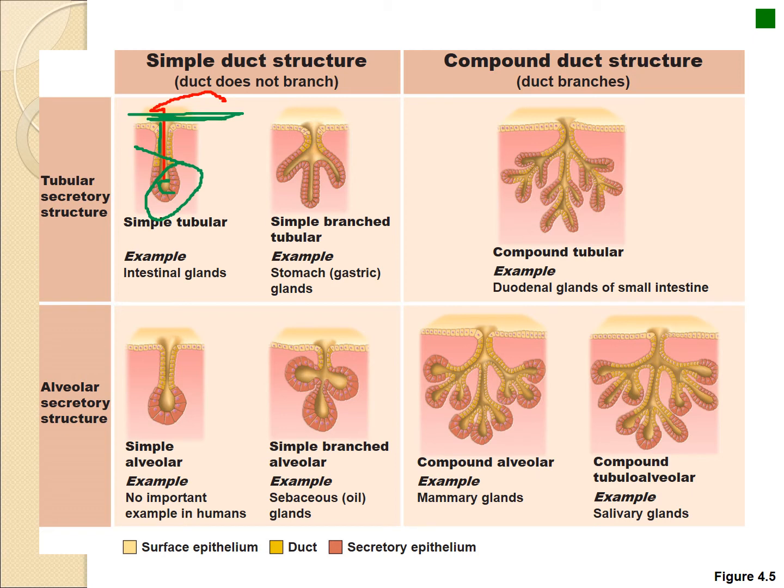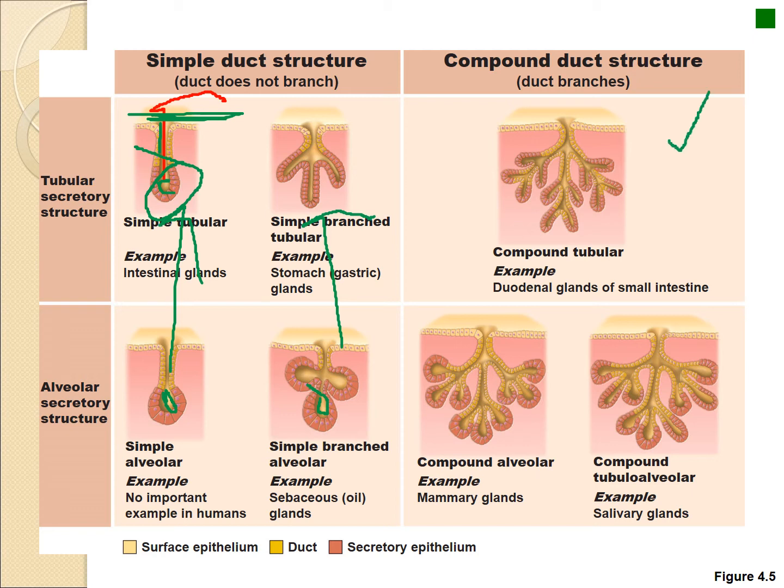So we can have simple, branched, okay, and these are called tubular. That means it's like a tube here. Then we have what's called alveolar. Alveolar means just like a little balloon. Okay, and again, these correlate very much together except the shape of the duct and the secretory cavity itself.